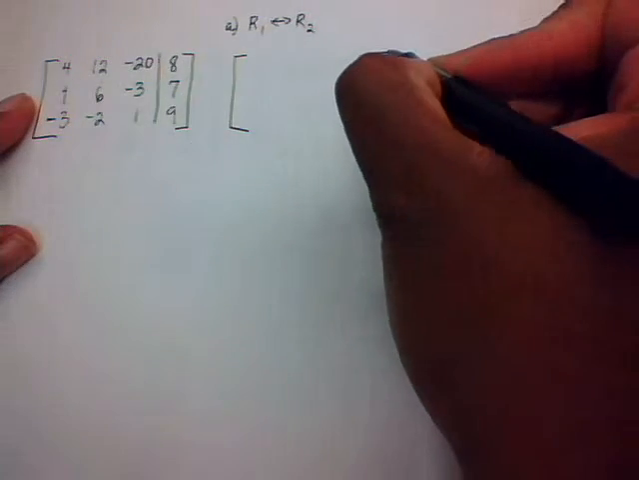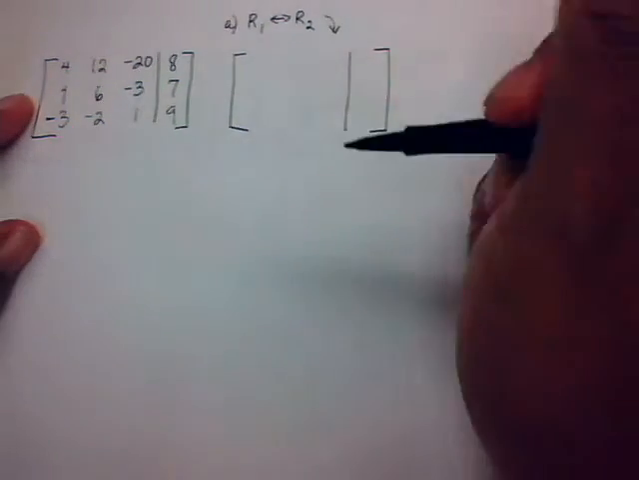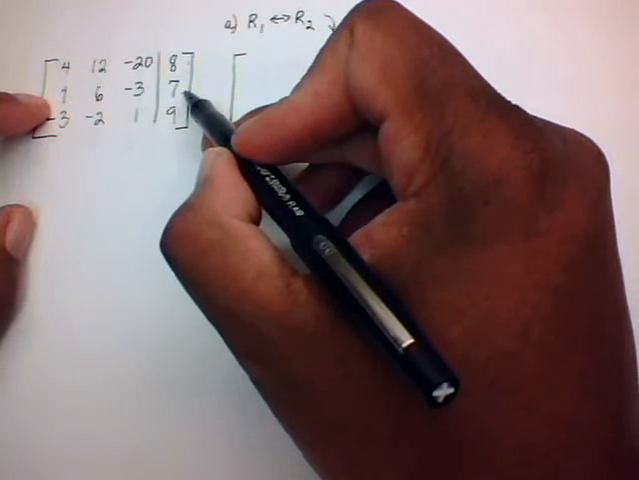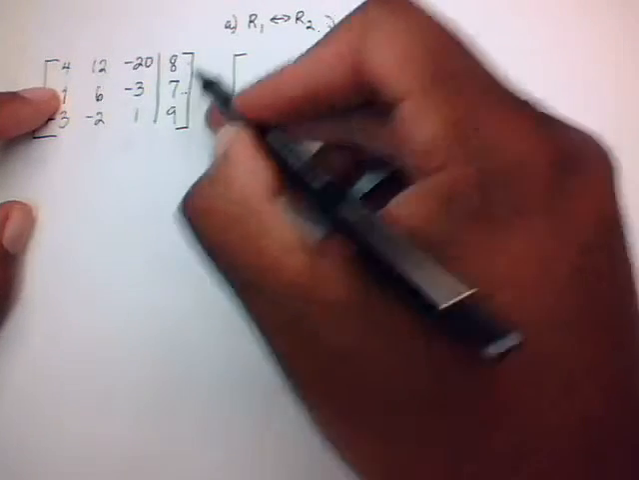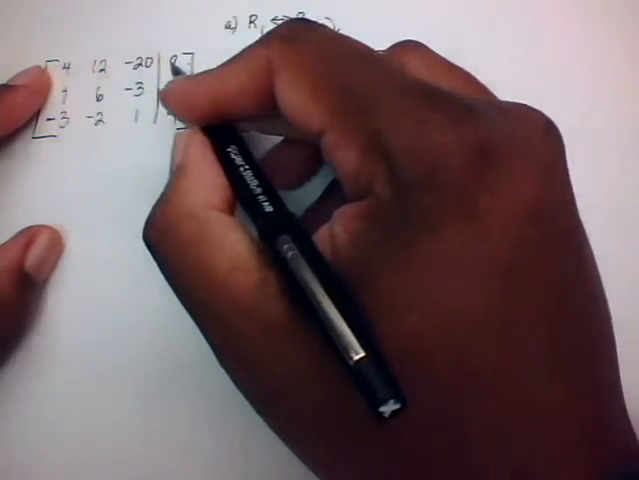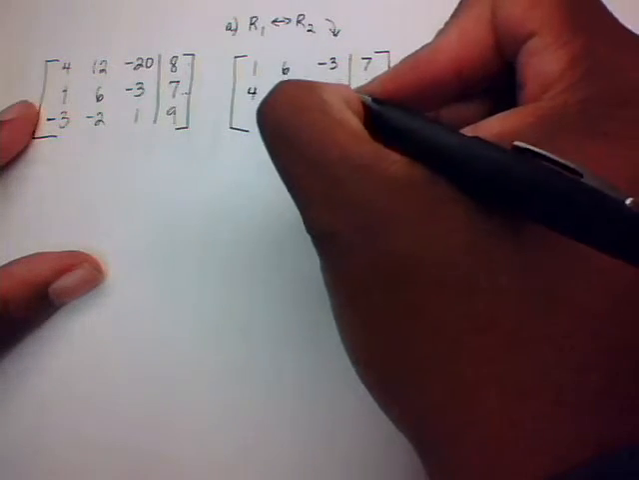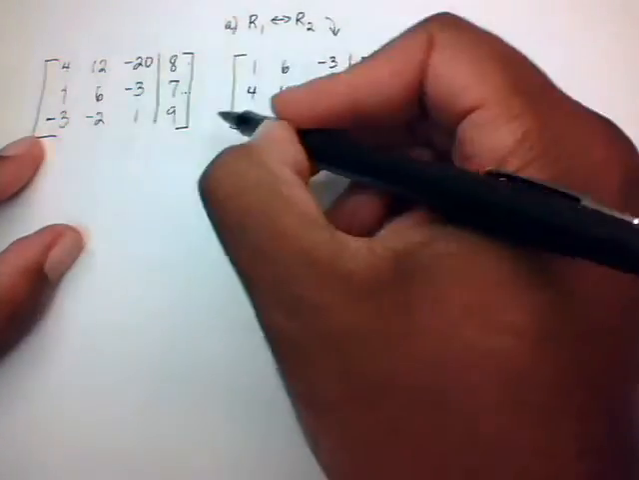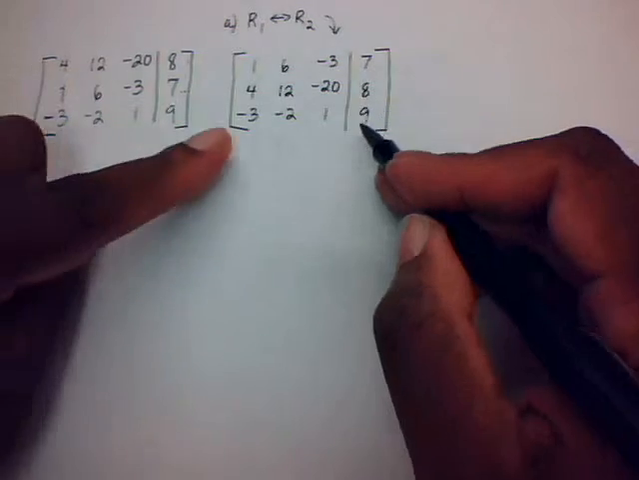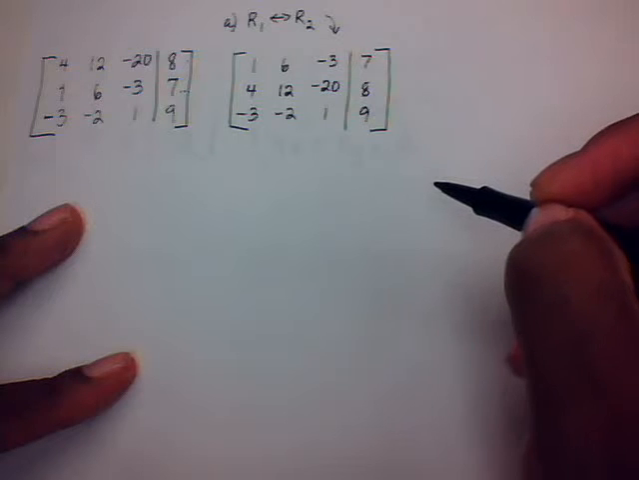So that means this matrix, when we interchange row 1 and row 2, row 1 becomes row 2. So 1, 6, negative 3, 7 goes in row 1, whereas 4, 12, negative 20, and 8 goes in row 2. And then row number 3, we'll just go ahead and rewrite that because that's not going to change. Okay, this is what your matrix will look like after interchanging row 1 and row 2.